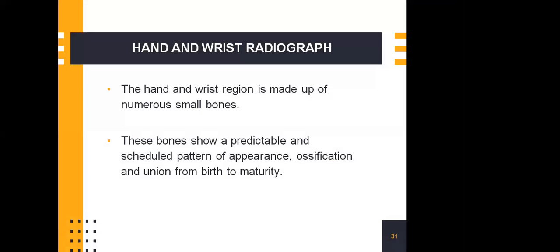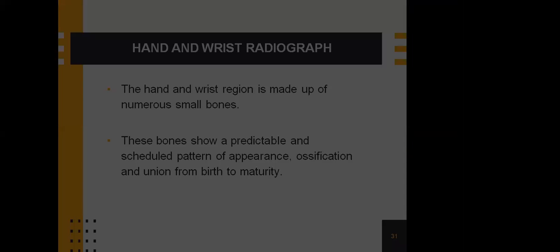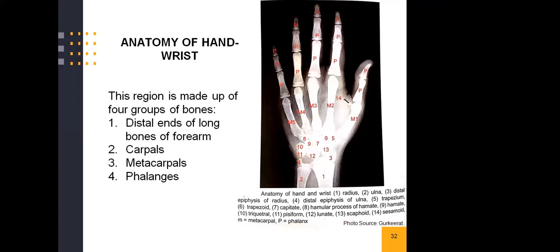Now, first is the hand and wrist radiograph. The hand and wrist region is made up of numerous small bones, and these bones show a predictable and scheduled pattern of appearance, ossification, and union from birth to maturity. Now, let's look into the anatomy of the hand and wrist.